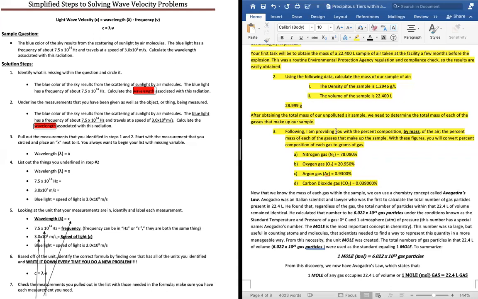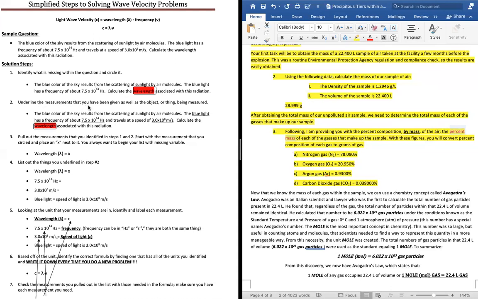So I'm going to read into the question. I'm going to circle what's missing here. So I read here and it tells me that I want the mass of each gas. So the percent mass of each gas. So again, I can't really circle here, so I'm just going to highlight this in red. So there we go. There's step one.